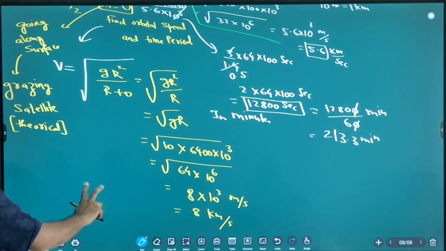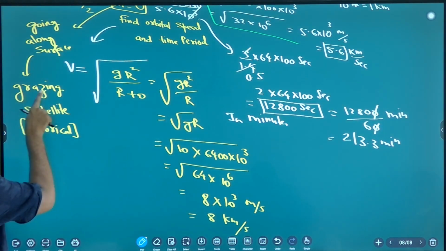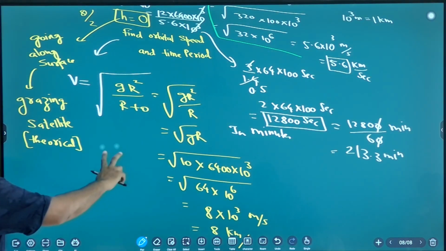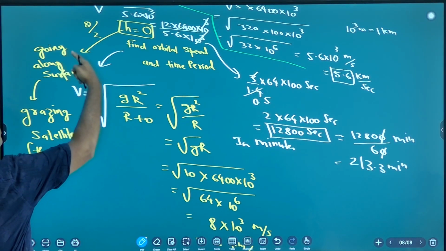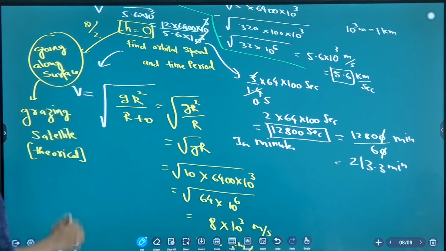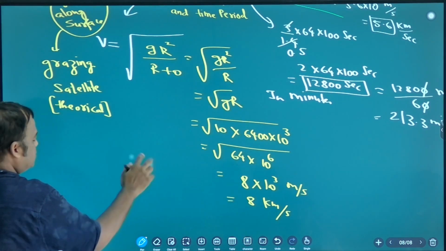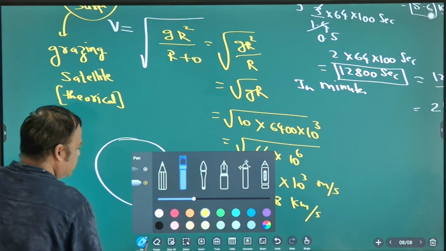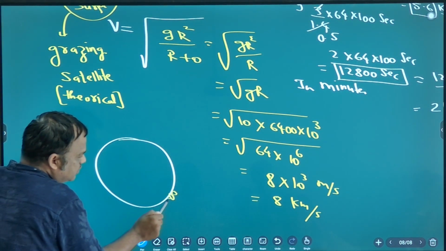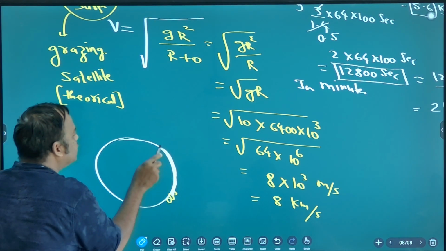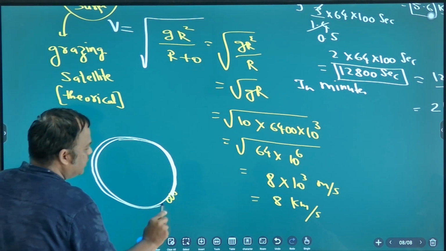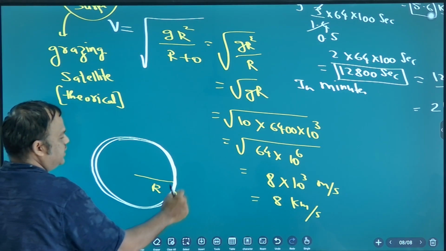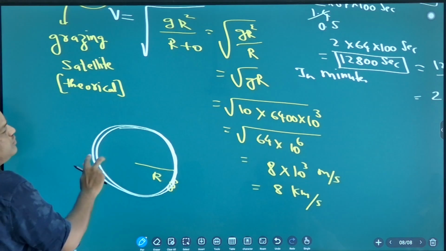So what is the orbital speed of the grazing satellite? 8 kilometer per second. This is also very fast. Going along the surface, the speed is like this. Suppose this is Earth, and here is the satellite. The satellite is going along the surface like this. This is known as a grazing satellite.